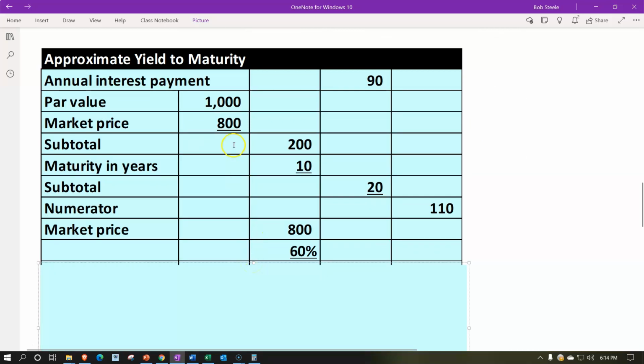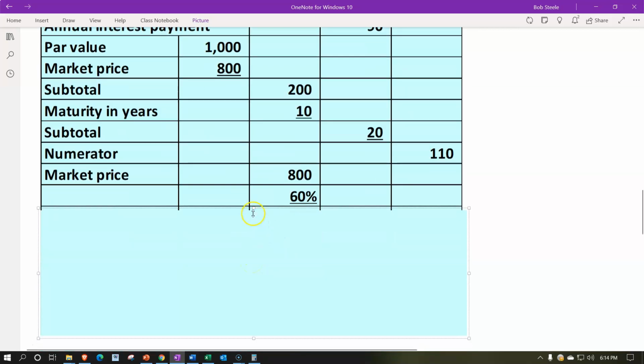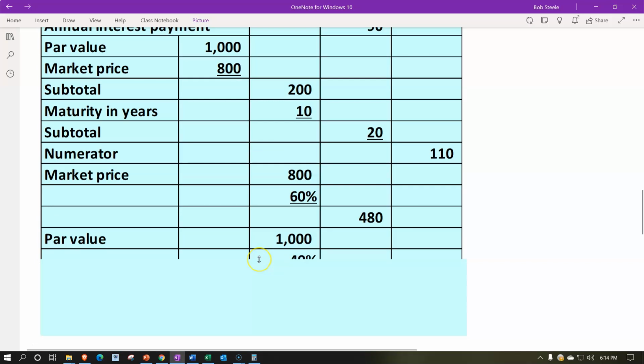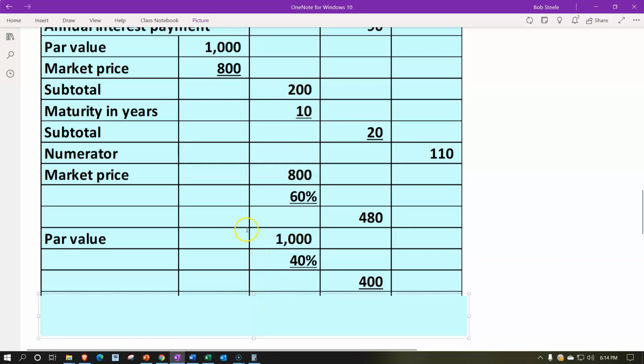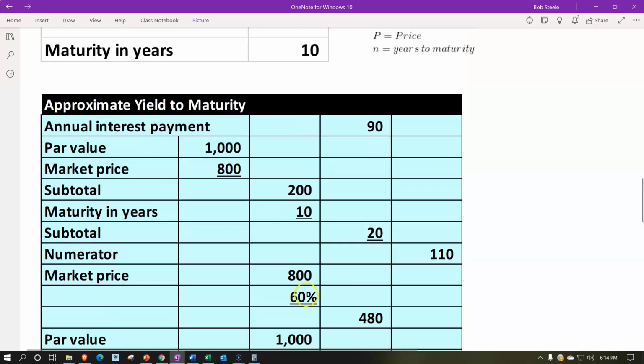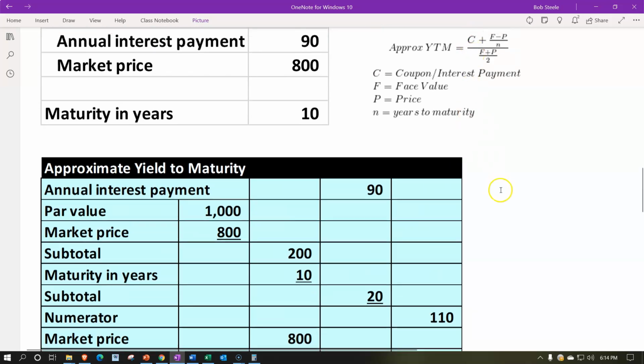The market price, the 800 times 60%, gives us the 480. And then we're going to take the par value, the 1,000 times 40%. So the 60-40 adding up to 100. That gives us the 400. The 480 plus the 400 is going to give us the 880. And then I'll take the numerator divided by the denominator.